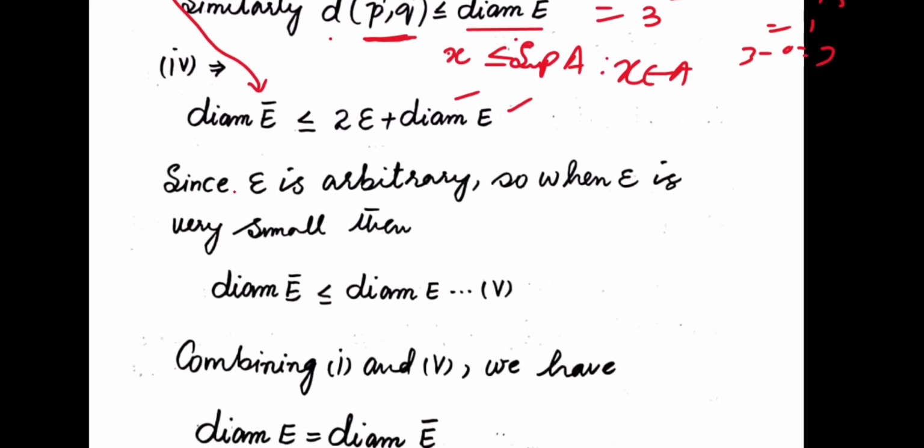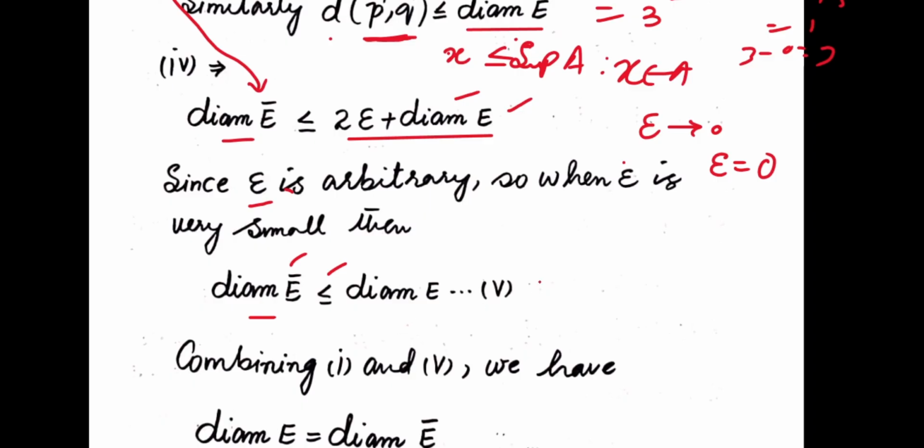Lastly, since epsilon is an arbitrary real number, when epsilon is very small, because we can make this number as small as we wish, when epsilon is nearly close to 0, then these 2 numbers, diameter of E closure and diameter of E, will become equal, but the left side will always be less than, because epsilon approaches 0, but we cannot take it exactly equal to 0. So that's why this number is less than or equal to diameter of E, by using the fact that we can make epsilon as small as possible.